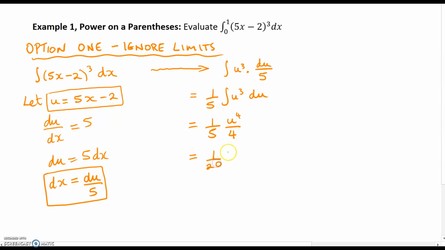So this is going to be 1 over 20, because 5 times 4 gives you 20, times u to the power of 4, that's 5x minus 2 to the power of 4, from 0 to 1.